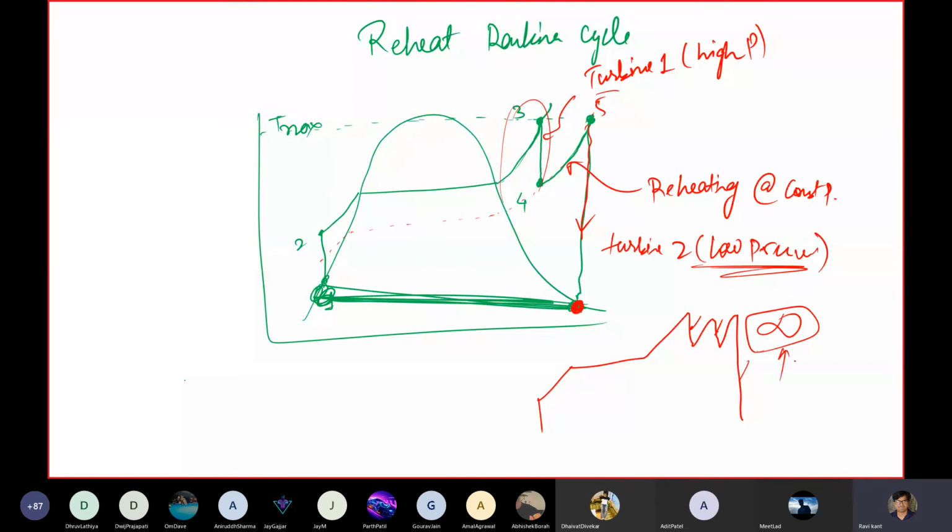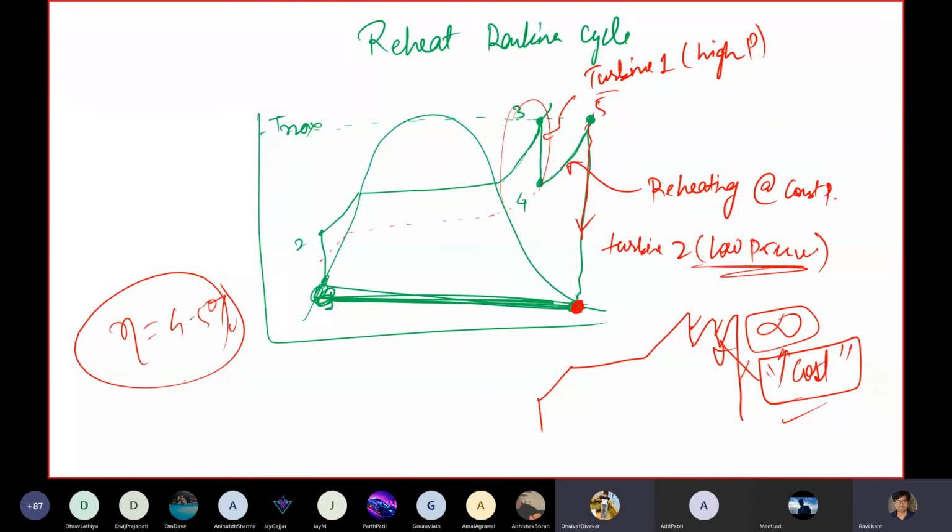Why? Because there will be power loss in every turbine. You will be incurring the cost. Why should you put so many turbines? It will increase your cost and it will increase your maintenance. So 1 or 2 stages is fine for that. And you will see that the efficiency may increase by 4 to 5%. People have seen that.